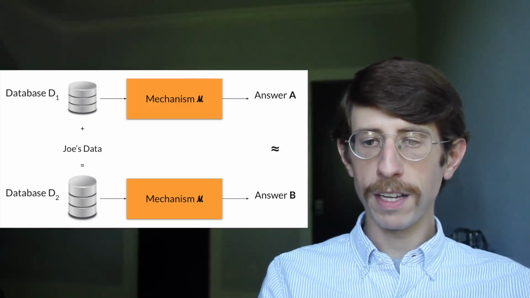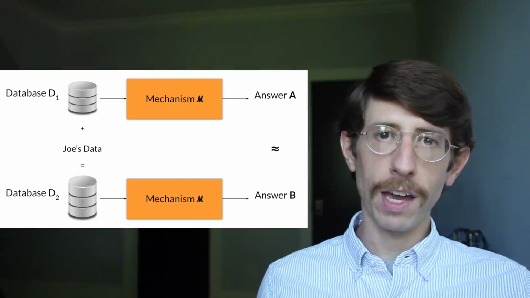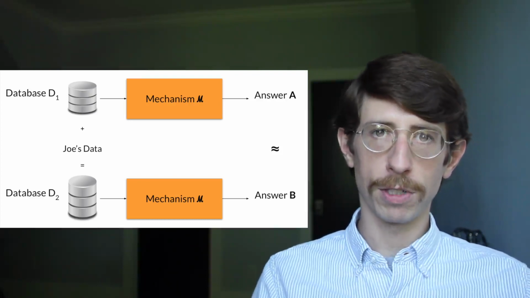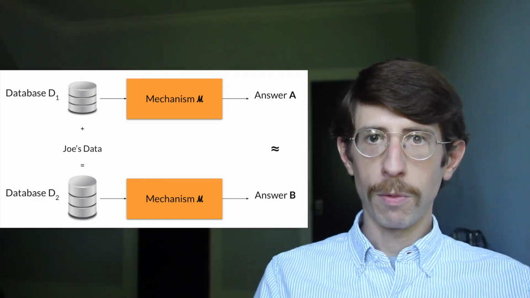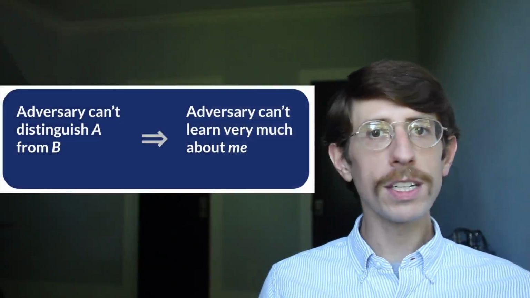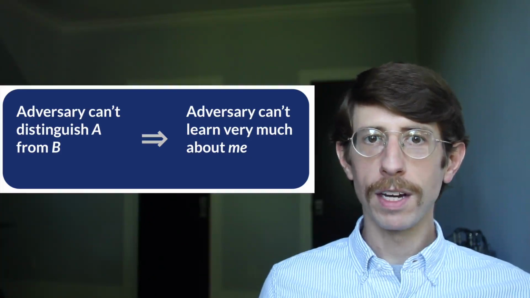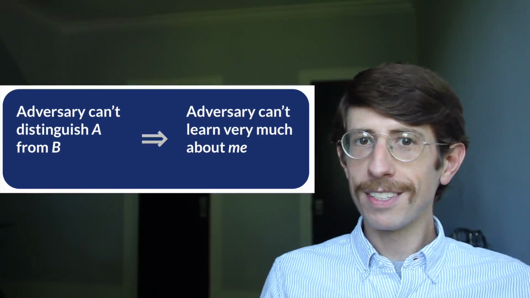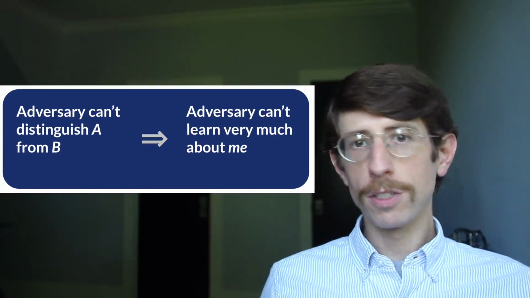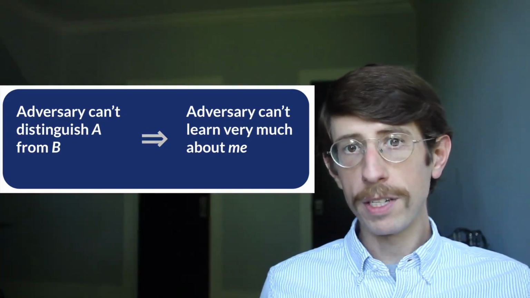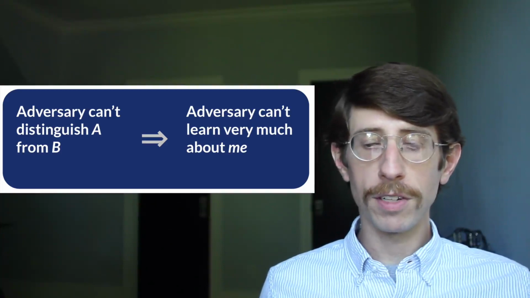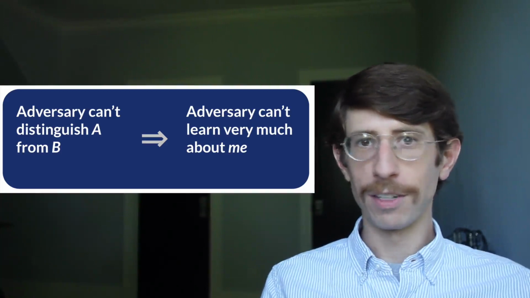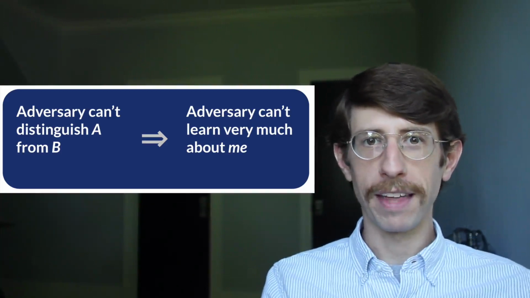What differential privacy says is, if the mechanism M satisfies differential privacy, then these two answers should be indistinguishable from one another. That means you can't look at the answers that the mechanism gives you and determine from the answer, did I participate in the study or not? And if the adversary can't determine from the answer whether or not I participated, then the adversary also can't learn anything else about me. They can't learn my age or my name or my address, stuff like that.